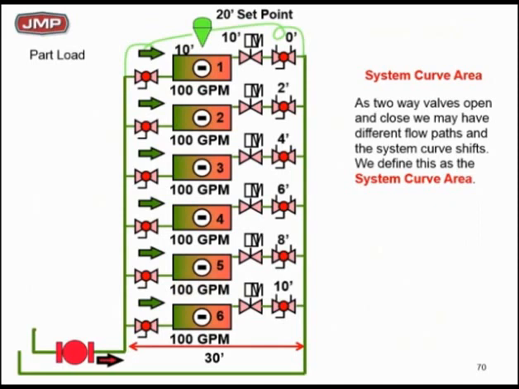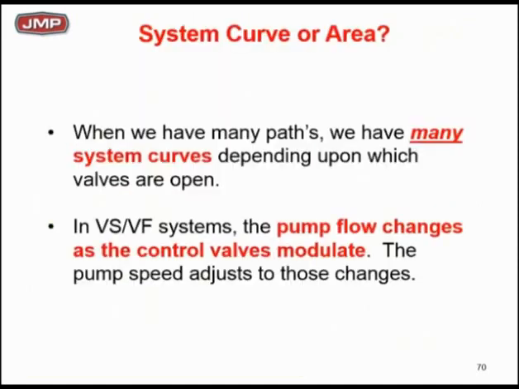Those two-way valves closest to the pump need less head than those two-way valves furthest from the pump. It's called a direct return system, one we've been dealing with for years. Now let's plot that and see what that means.